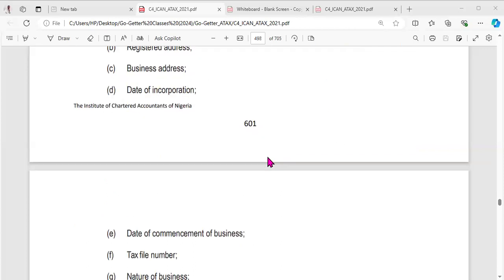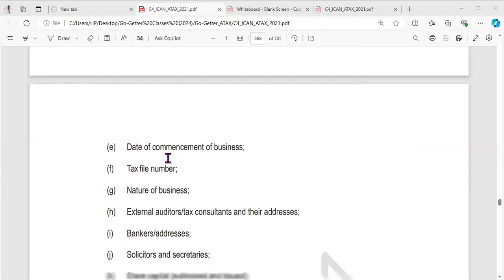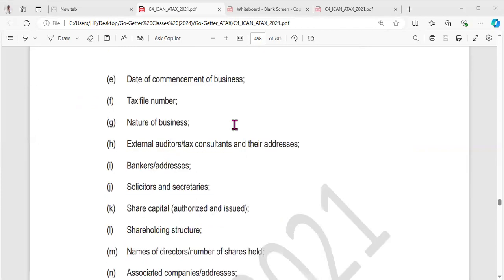Date of incorporation is different from date of commencement of business. Date of incorporation is the date on your CAC certificate. Date of commencement is the day you actually carry out commercial activity. Your tax file number, that could now be your tax Promax number. Nature of business, what are you really into? Sometimes you will say your business is education. Which kind of education? You have to be specific about the nature of business. Your external auditors or tax consultants, if you have any of these.